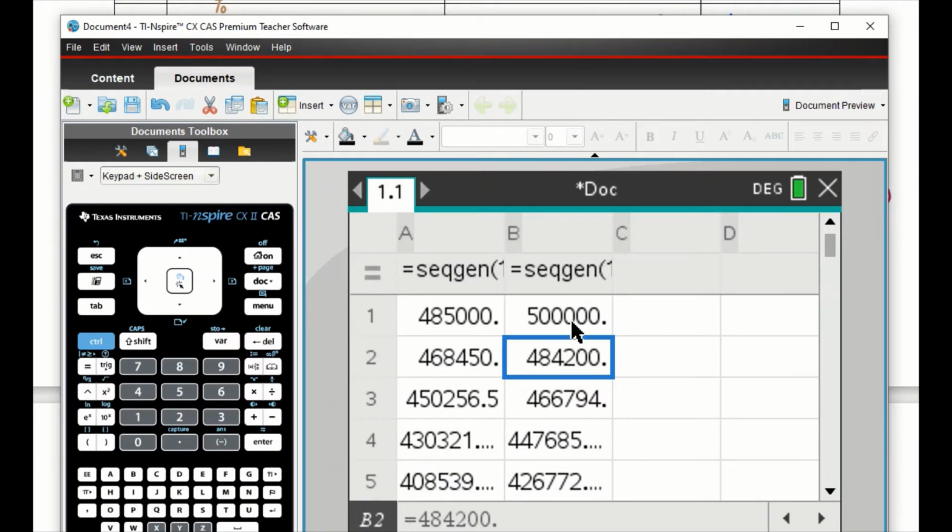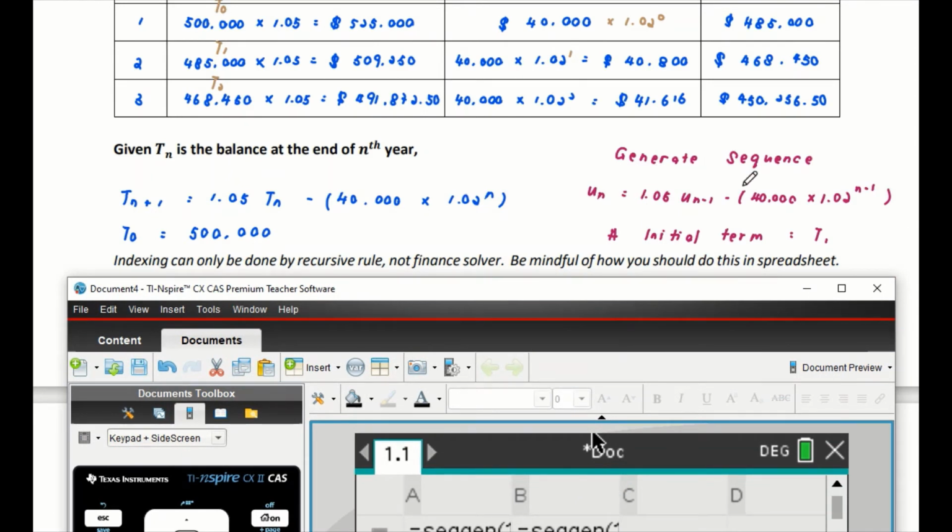Even though this is your T0 in your own sequence, in our calculator this is our T1. So if you use the previous value multiply 1.05, then minus 40,000 multiply 1.02, that will be power 1 already, which is not what we want. We still want power 0 to get the first value, because you haven't started to increase your 2% yet. That's what makes your sequence a little bit different. So remember, if you are using generate sequence, the initial term you put in when doing indexing should be equal to T1.